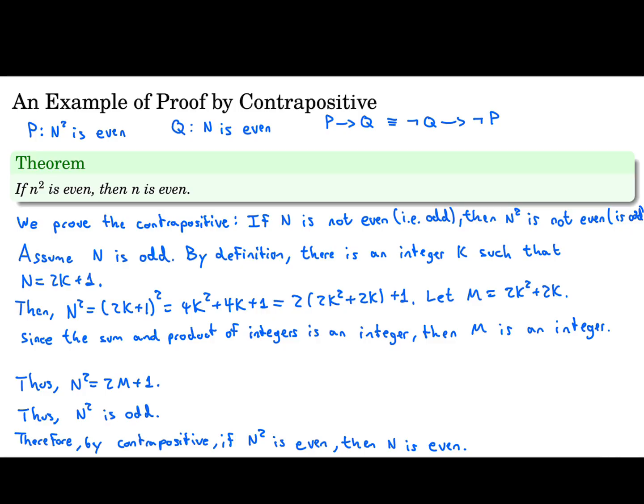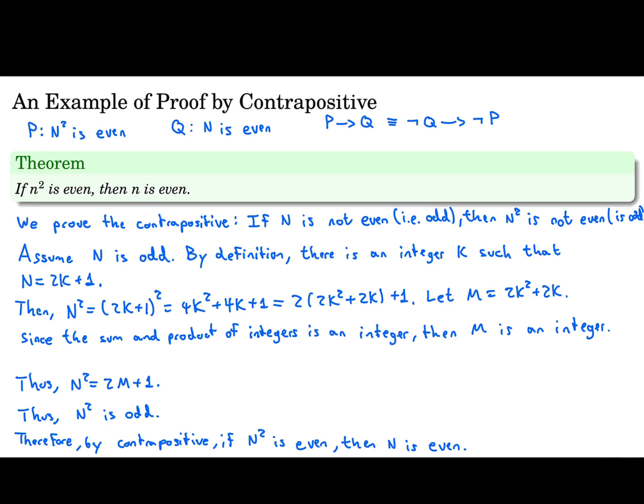So let's look at this again just carefully. So we wanted to show that if n squared is even, then n is even. That's equivalent to showing that P implies Q, where P is n squared is even, Q is n is even. Now, this is equivalent to the contrapositive statement that not Q implies not P. And so we want to show this. So since we want to show this, we state we are going to prove by the contrapositive. Now, what does this mean? This means that we need to show that if n is odd, then n squared is odd.